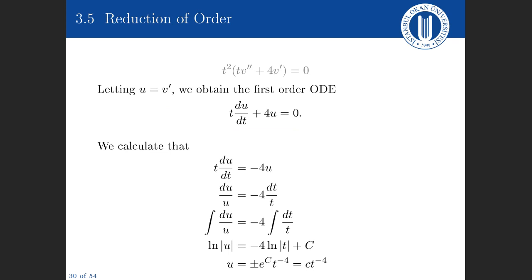This is a separable equation. We know how to solve separable equations. Again, this should be revision for you. Rearrange it so that all of the u terms are on the left, all of the t terms are on the right. Integrate it and then rearrange. u must be some constant small c, t to the power minus 4.